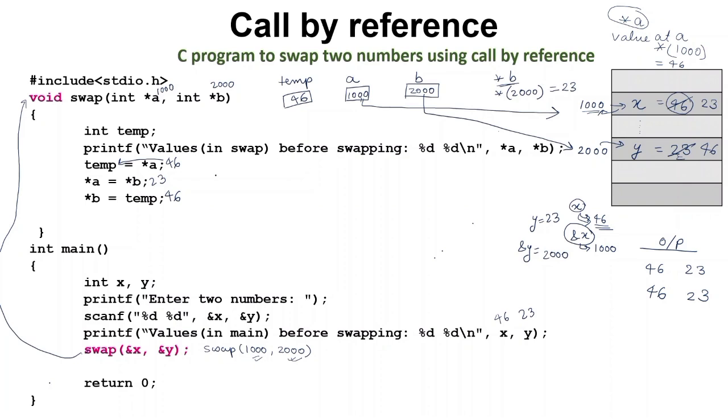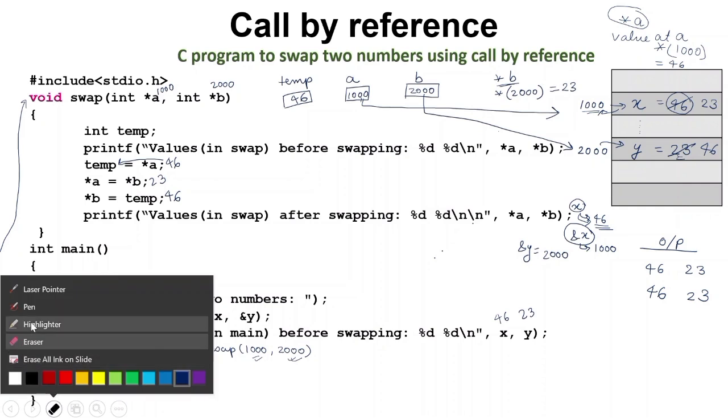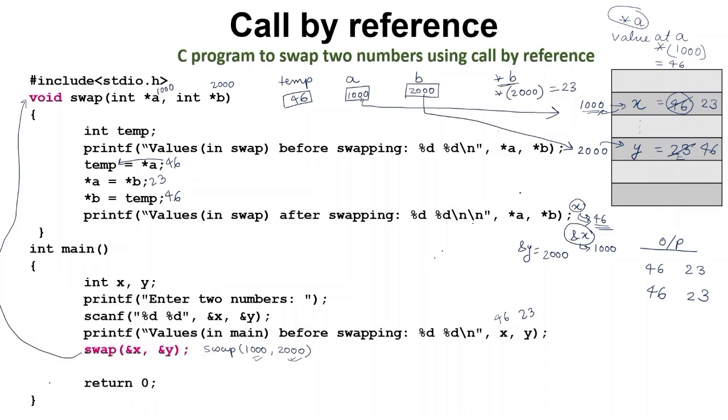Okay. Now print values in swap after swapping. So what will be displayed on the screen? Star A. What is A? A is still 1000 over here. So value at 1000, you are over here. What is value at 1000? It is still 23. Alright. So value at A is your 23.